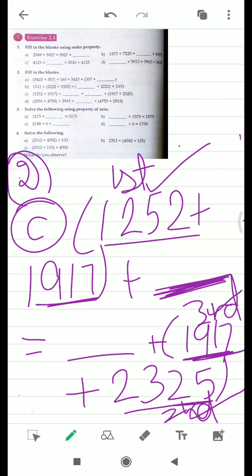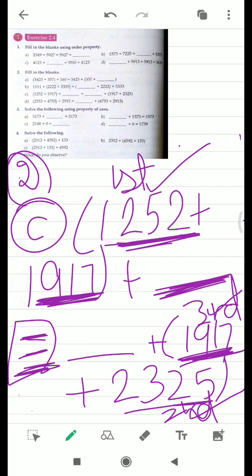Now see which one is missing. This is equality. Equality means on the both sides three numbers should be there, grouped in different way, right? Now this one is present on both the sides. This is present here but not here.